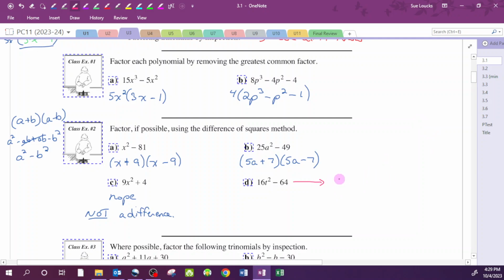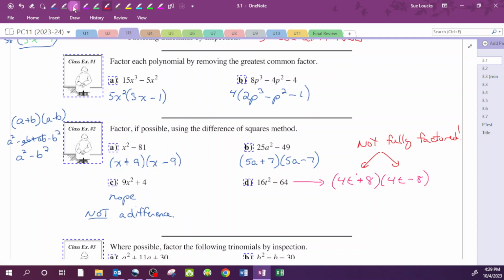So in that case, this is going to be 4t minus 8 or plus. I'll try to be consistent. So it's 4t plus 8 times 4t minus 8. The problem is these are not fully factored, right? I can factor a 4 out of both of those. So I have to do that.